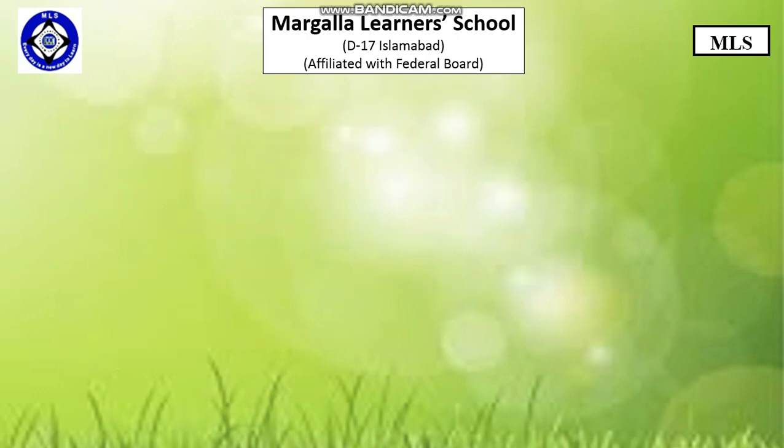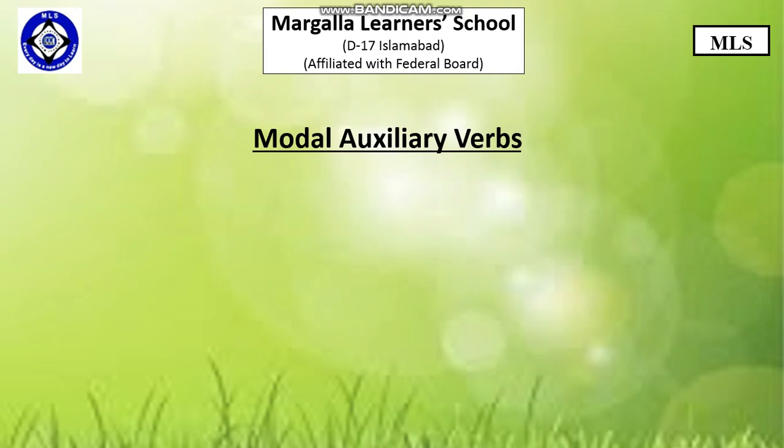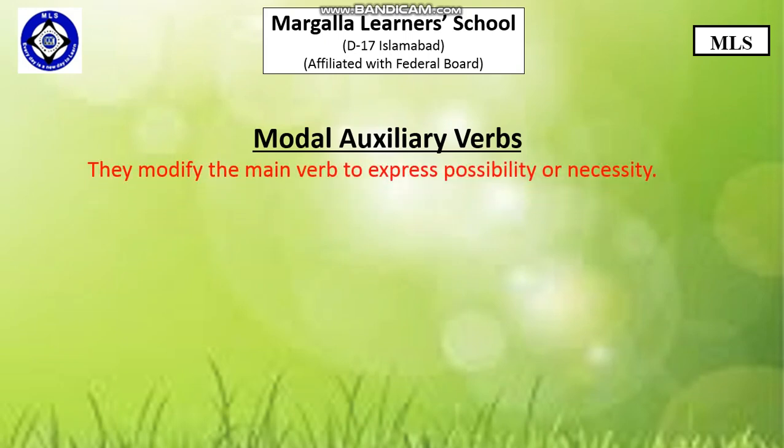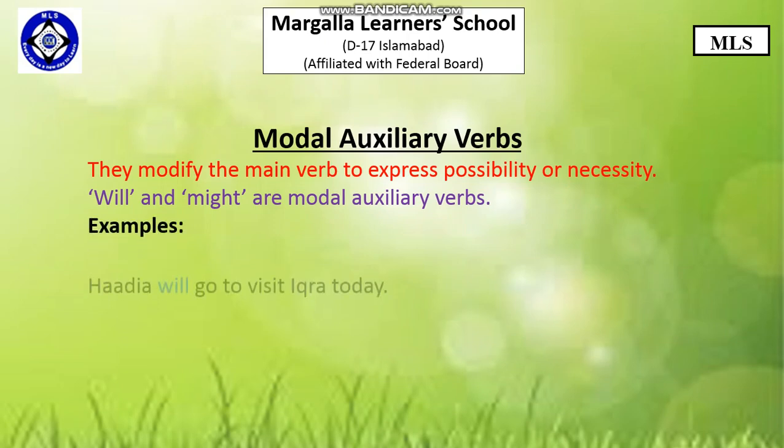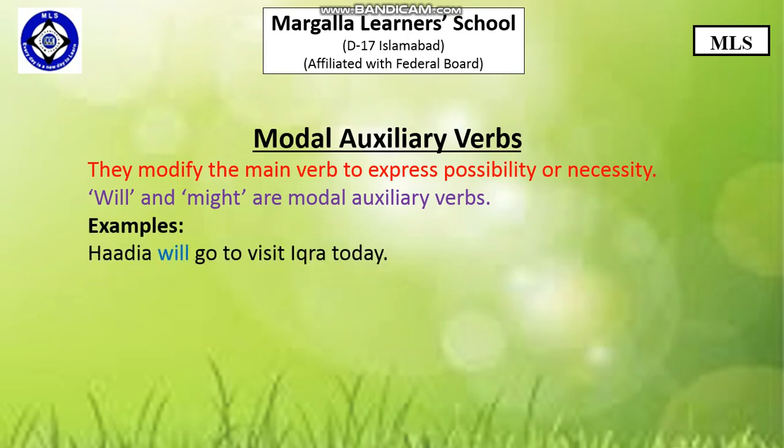Now, let's come to the second type of helping verb, which is modal auxiliary verbs. They modify the main verb to express possibility or necessity. Will and might are modal auxiliary verbs. Let's look at their examples. In the first sentence, you can see that Hadia will go to visit Ikra today. And the second sentence shows that Ikra might be busy today.